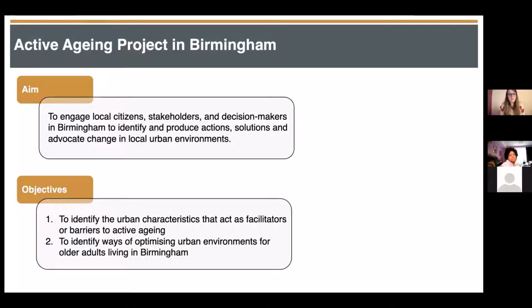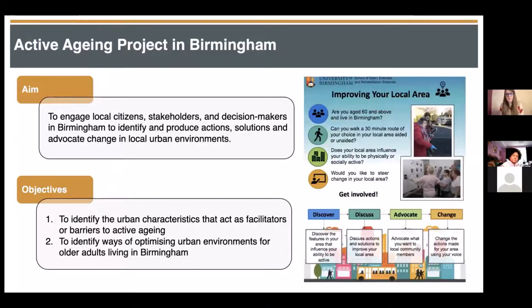So the way we do this is we use the By the People co-production to identify the urban characteristics that act as facilitators or barriers to active ageing. And then what we do is we take these facilitators and barriers and use them to co-produce action points that can then improve the living environments for older adults. And this is an example of a recruitment poster that we sent out for the project at the start. And it shows how older adults are engaged in the By the People citizen science in the 4 different stages of Discover, Discuss, Advocate and Change.